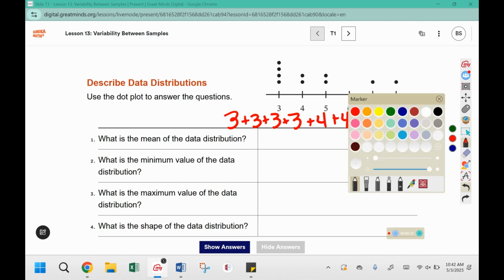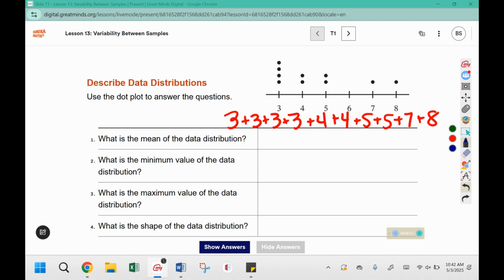We're also going to take a look at problem 4 together. It says, what is the shape of the data distribution? Our two options are symmetric or skewed. Symmetric looks similar on both sides, and skewed is when the data is pushed off in one direction. So here you can see that most of the data is on the left, and the long section extends off to the right. So this one is considered skewed right.